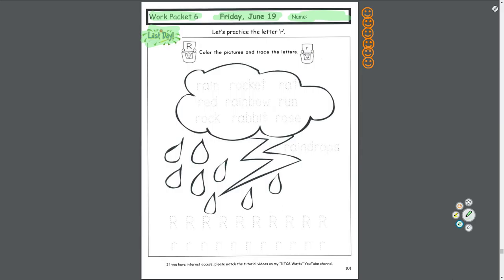But first, let's do our work. Let's practice the letter R. Uppercase R, lowercase r. Color the pictures and trace the letters. Okay. So, rain. R A I N. Rocket. R O C K E T. Rat.